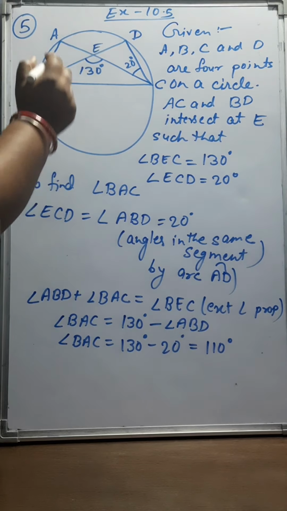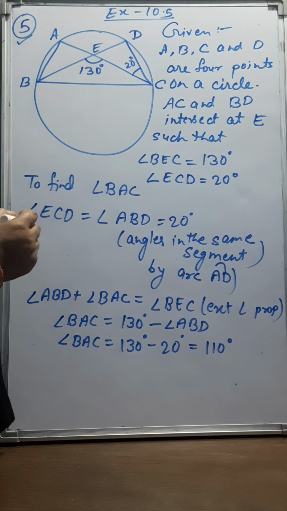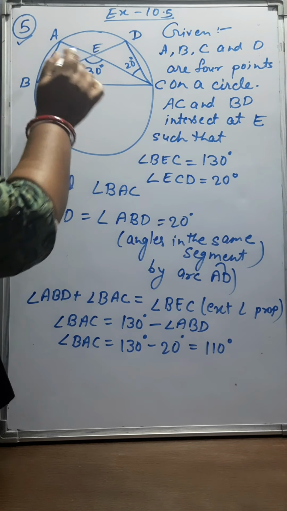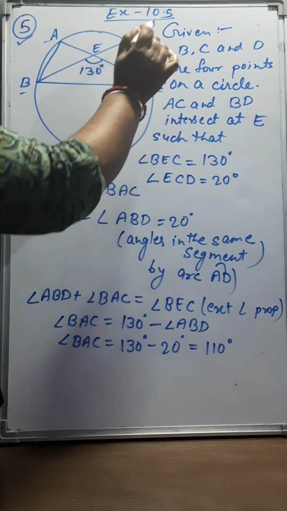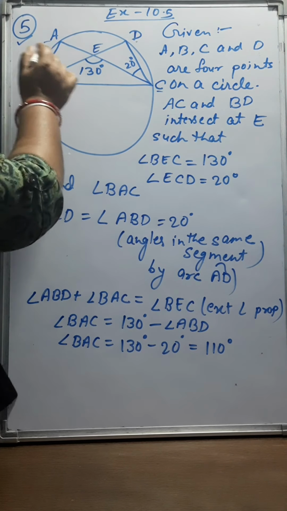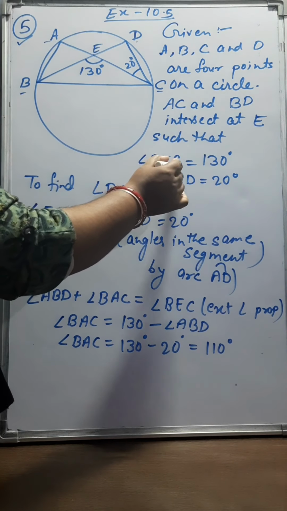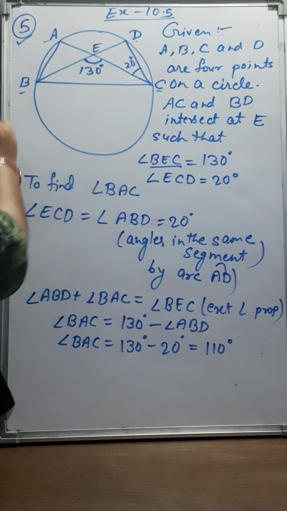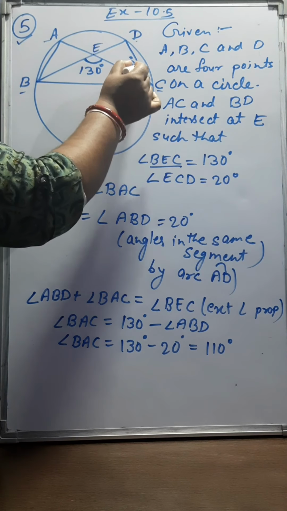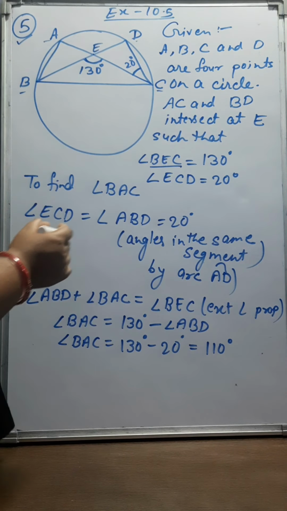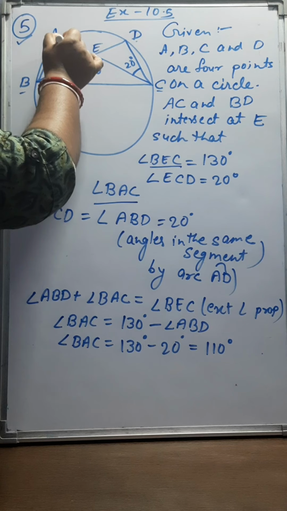Now we will discuss exercise 10.5 question number 5, in which it is given that A, B, C and D are 4 points on a circle. AC and BD intersect at point E. Angle BEC, this angle, is given as 130 degrees and angle ECD is given as 20 degrees. We have to find angle BAC, this angle.